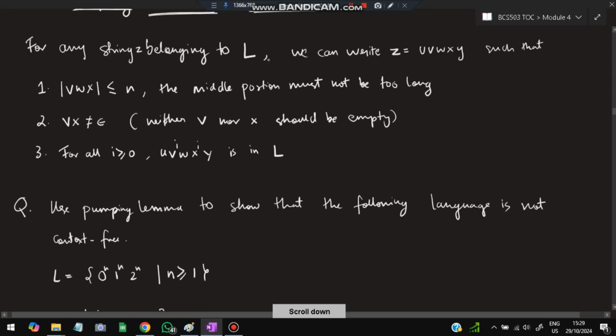Okay, we form the string z, and that z has to be divided into 5 parts, u v w x and y, such that the following rules will be satisfied. So we'll be looking at each of these rules by using an example.